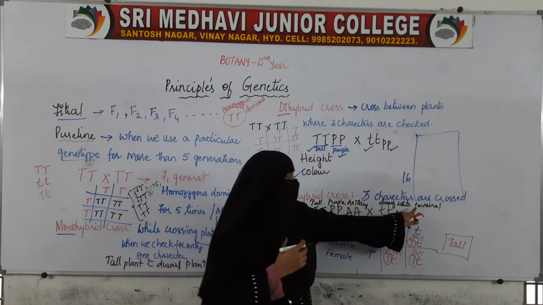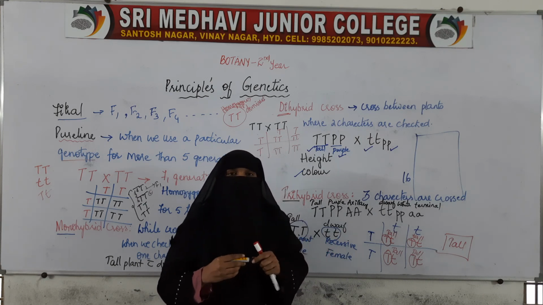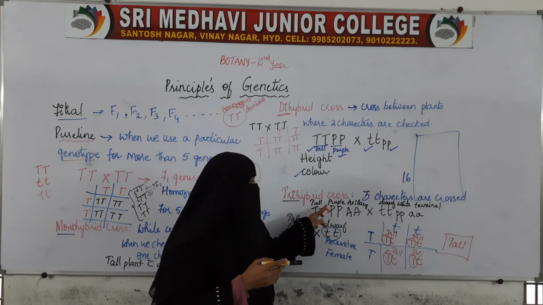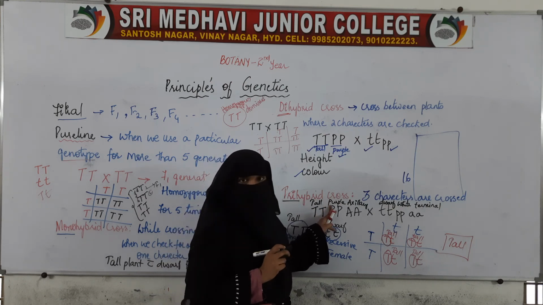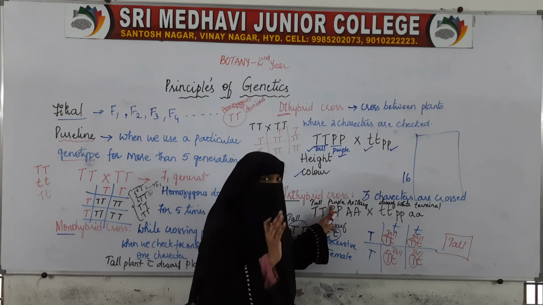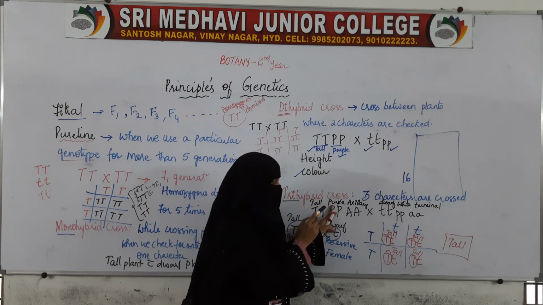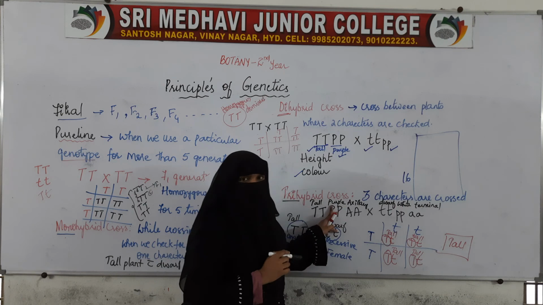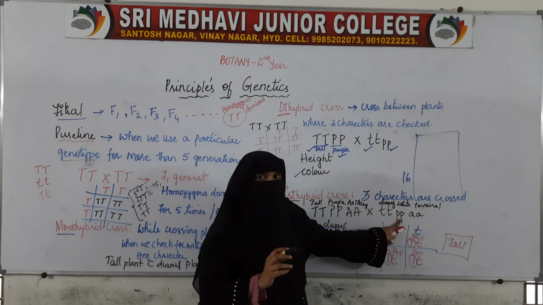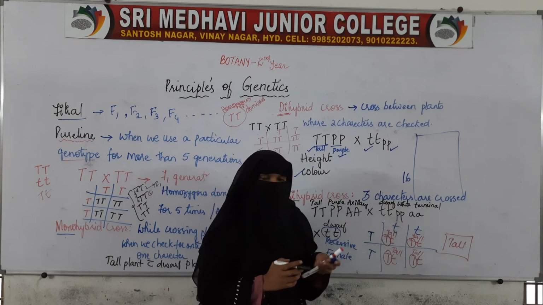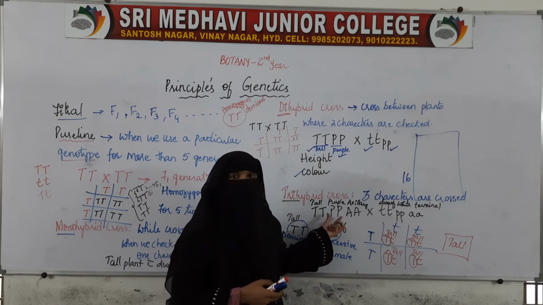Why am I not writing T while writing terminal? Because for a recessive character we use the small letter of the dominant character. If the color is purple, for dominant we will write capital P, but if it is recessive, it is white, and we will not write W, we will write small p. Capital is dominant and small will be recessive. For recessive characters we use small letters, and for dominant characters we use capital letters.